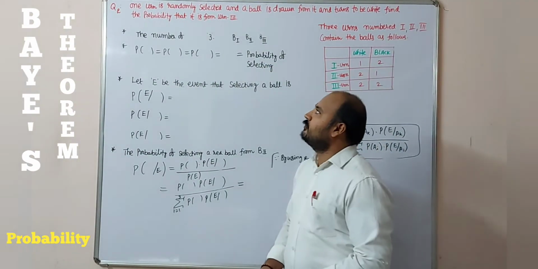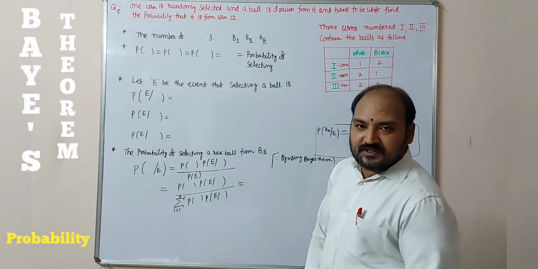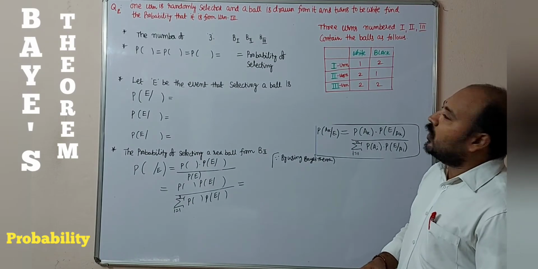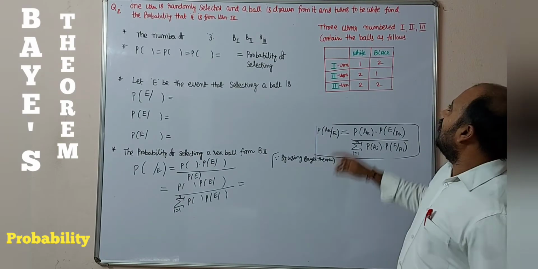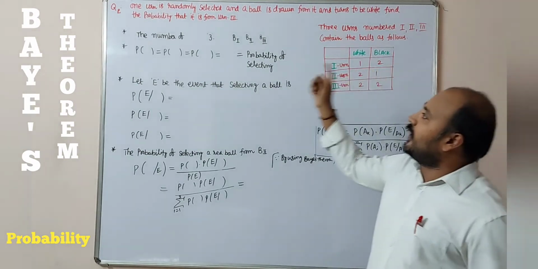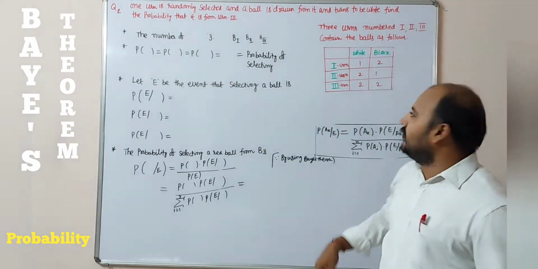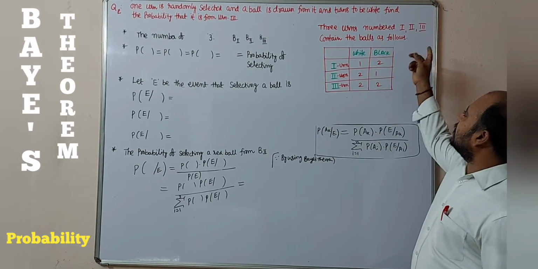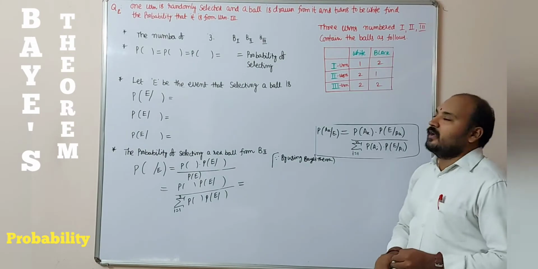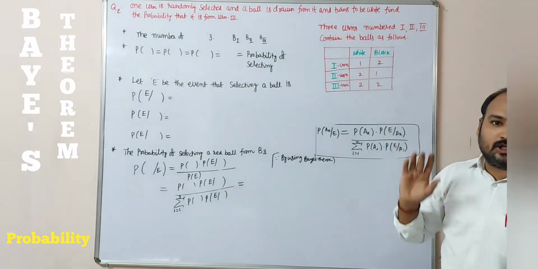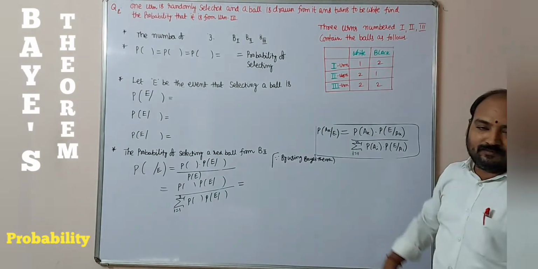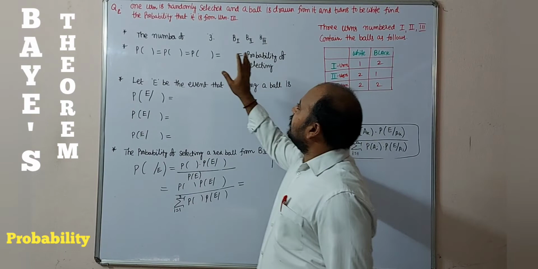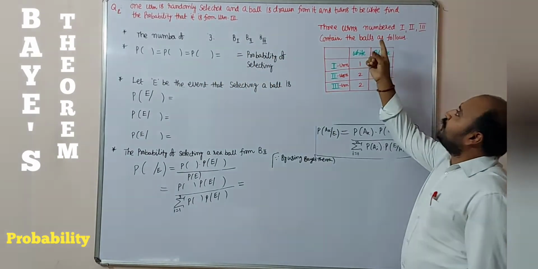Next, question number 2. This is the second example for the Bayes theorem. One urn is randomly selected and a ball is drawn from it and it turns out to be white. Find the probability that it is from urn 3. So total here 3 urns numbered 1, 2, 3 contain the balls as follows. But here in each are white and black balls. There are no red balls here. The question is, find the probability that it is from urn 3, given that the ball is white.